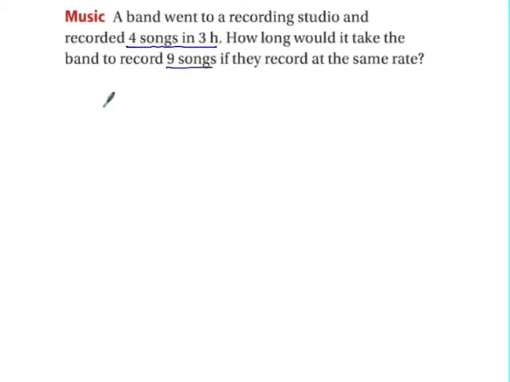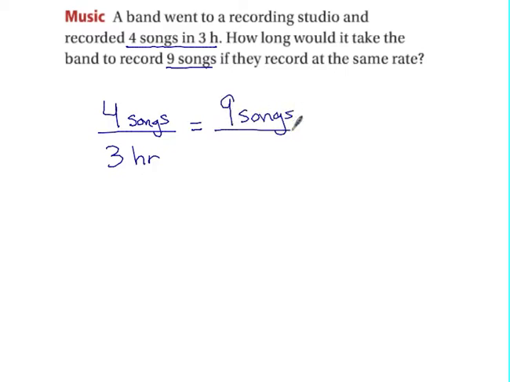We know they recorded 4 songs in 3 hours. So if we put the songs on the top and the amount of time on the bottom, we would get 4 songs over 3 hours. Now, just be consistent. They recorded 9 songs, and we're trying to figure out how many hours. So we would, again, set it up. Songs on the top, hours on the bottom. All right, so we should be ready to go. 4 over 3 equals 9 over x.